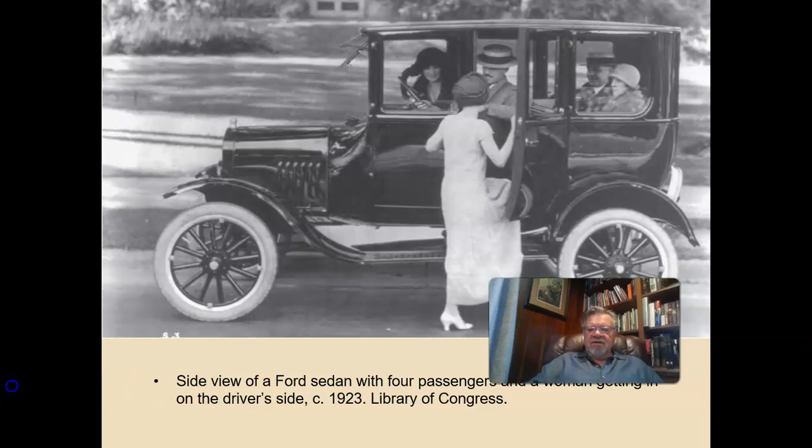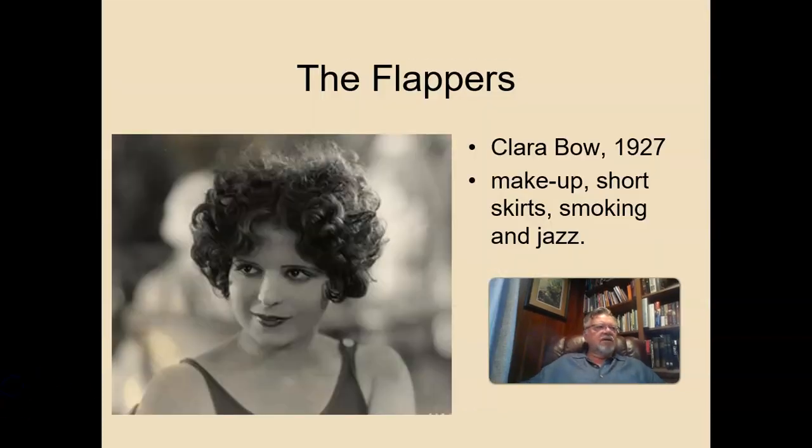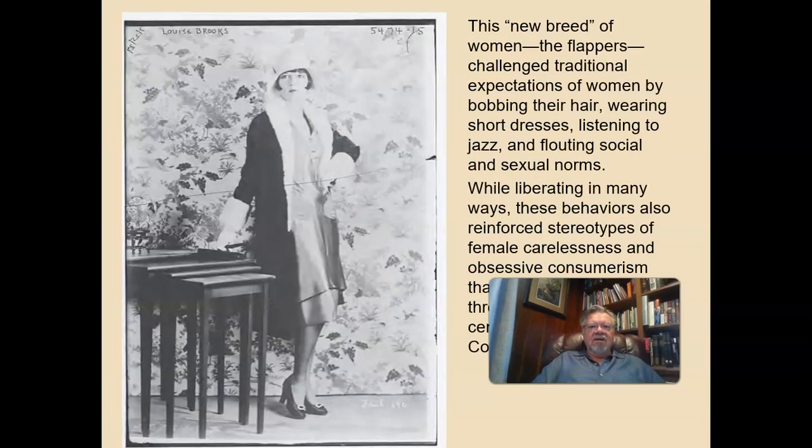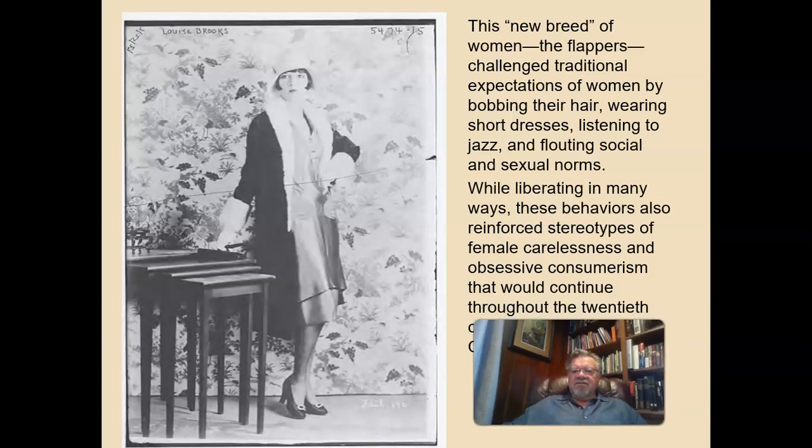Here is a picture. We're talking about the flappers. Clara Bow is an example of a 1920s Roaring Twenties girl: makeup, short skirts, and smoking and jazz. There's another picture of this new breed of women, the flappers, challenging traditional expectations of women by bobbing their hair, wearing short dresses, flouting social and sexual norms. These behaviors reinforced gender stereotypes that were not so positive.